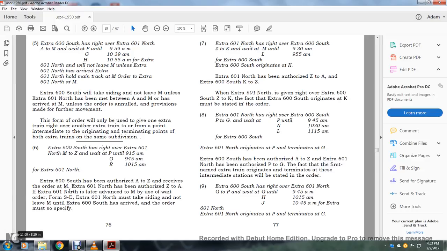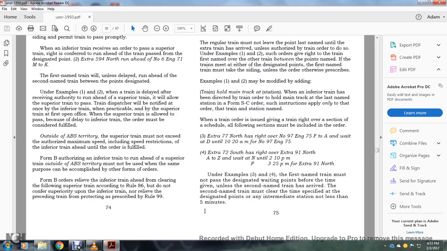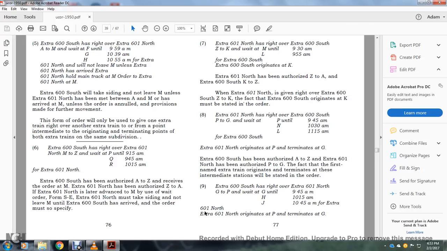Extra 601 North is advanced to M, and by use of weight orders from Form SE. Extra 601 North must take the siding and not leave the M until Extra 600 South has arrived, and the order must specify.